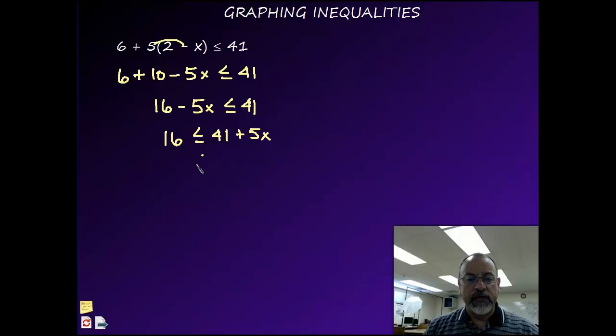So I'm going to subtract 41 from both sides, so that's going to give me negative 25 less than or equal to 5x. Now notice I'm dividing by 5. This is a negative, so do I reverse the inequality sign? I'm dividing by a positive number, so do I reverse it? No, I don't reverse it because this number is positive. It doesn't matter that this is negative. So negative 5 is less than or equal to x.